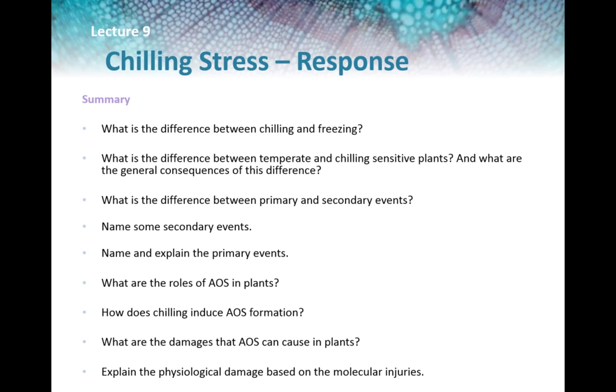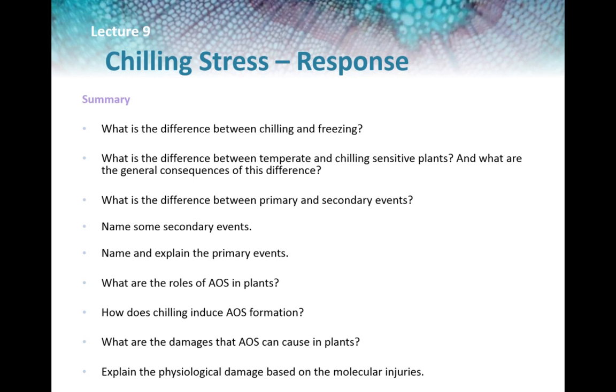And here are the questions that you should have learned the answers to in this module. What is the difference between chilling and freezing? What is the difference between temperate and chilling sensitive plants? And what are the general consequences of this difference? What is the difference between primary and secondary events? You should be able to name some secondary events and name and explain the primary events.